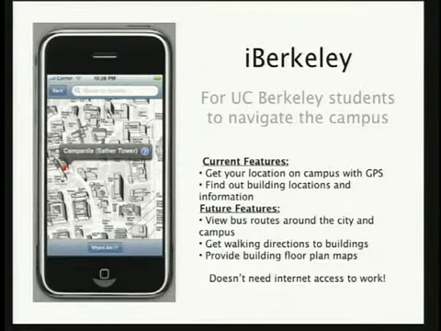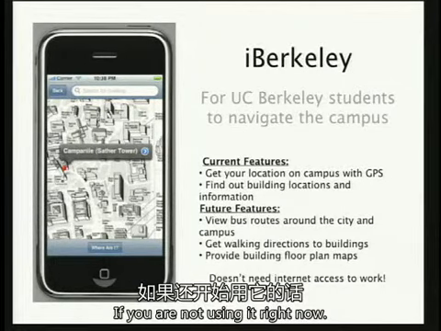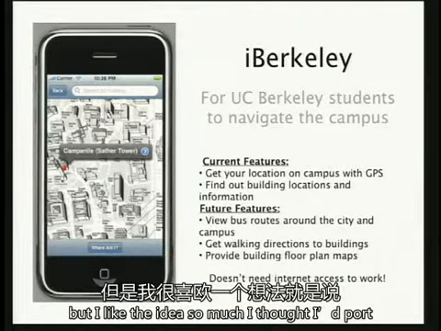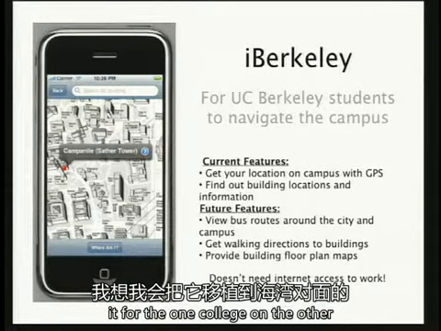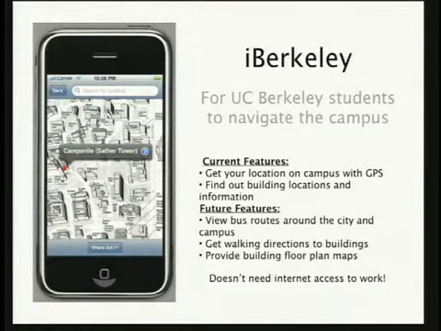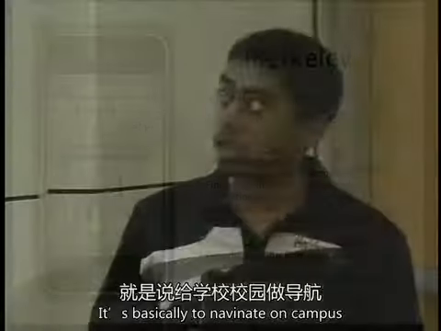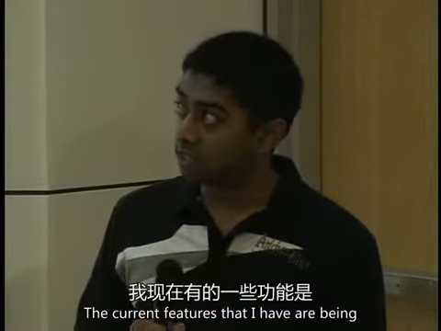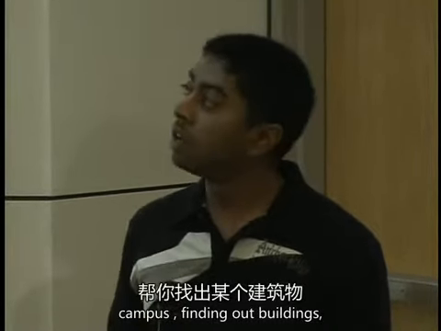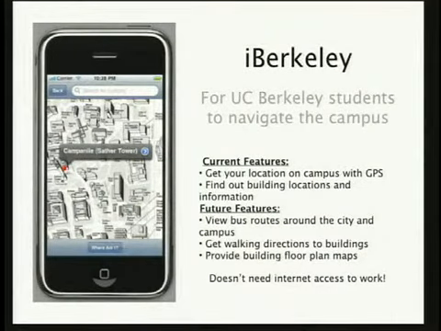I think most of you have probably heard of the iStanford app, if you're not using it right now. But I like the idea so much, I thought I'd port it for the one college on the other side of the bay. It's basically to navigate on campus, really useful if you're new. The current features that I have are being able to find out where your location is on campus and finding out buildings. But this is version 1.0, like someone else said.